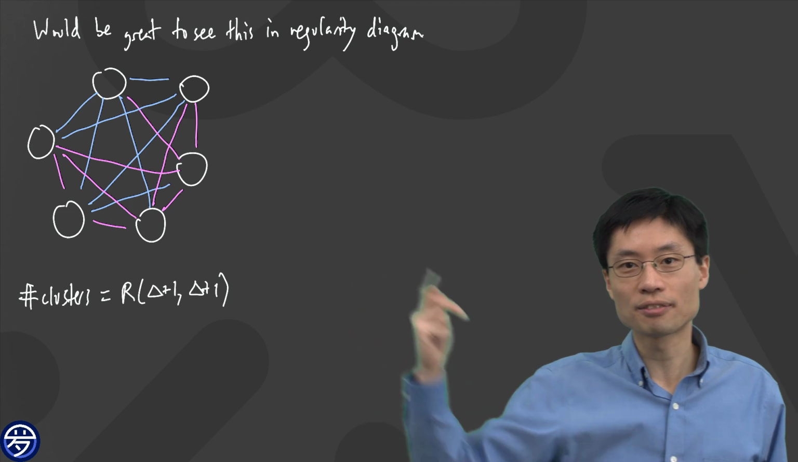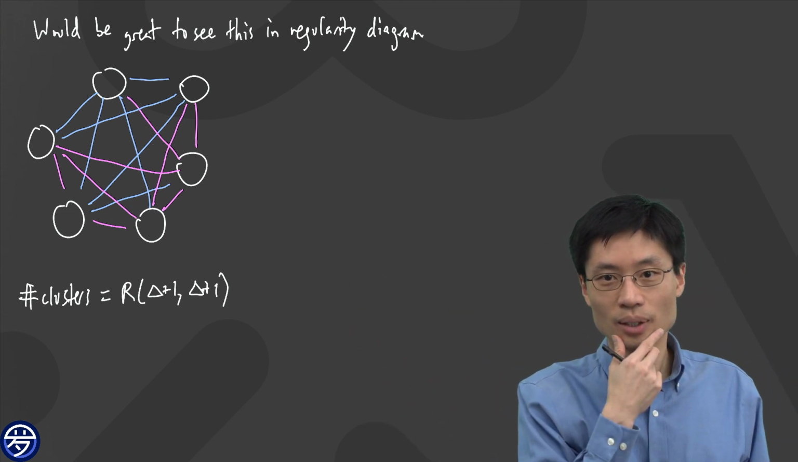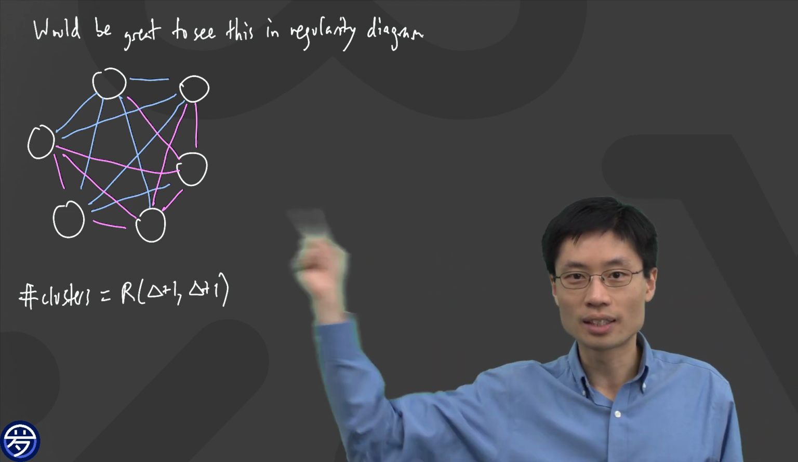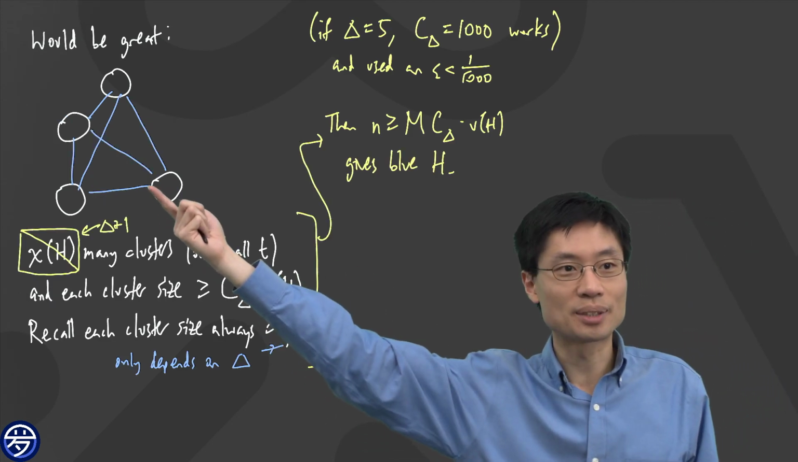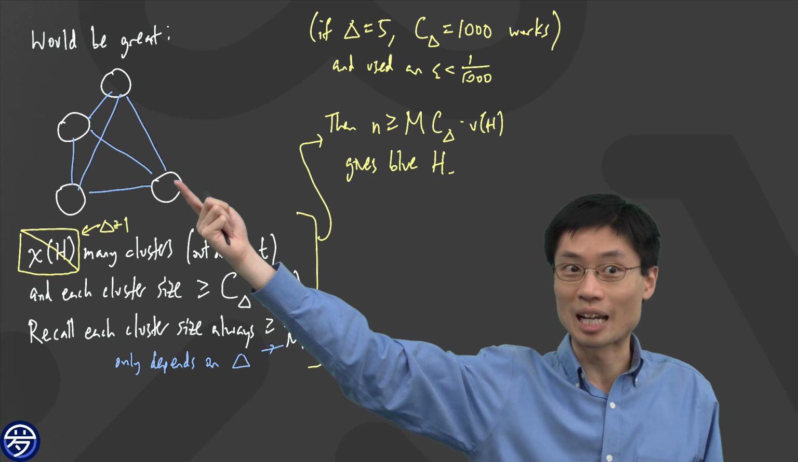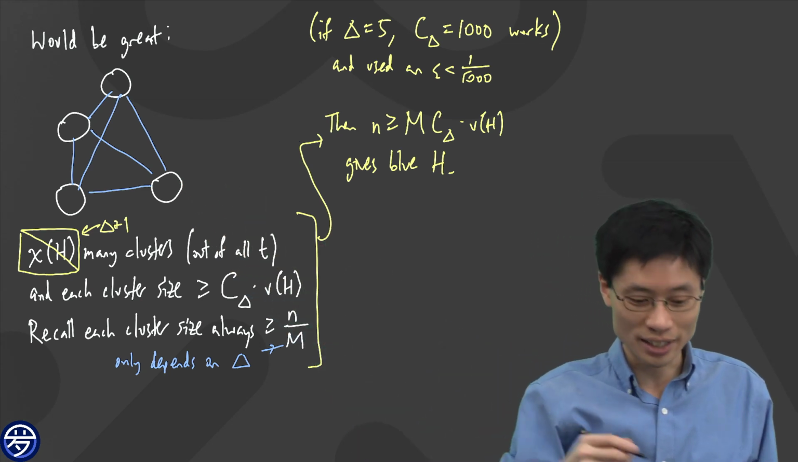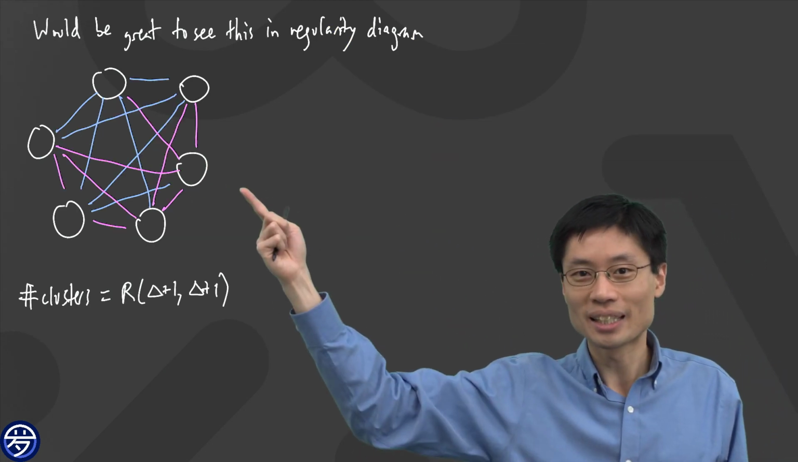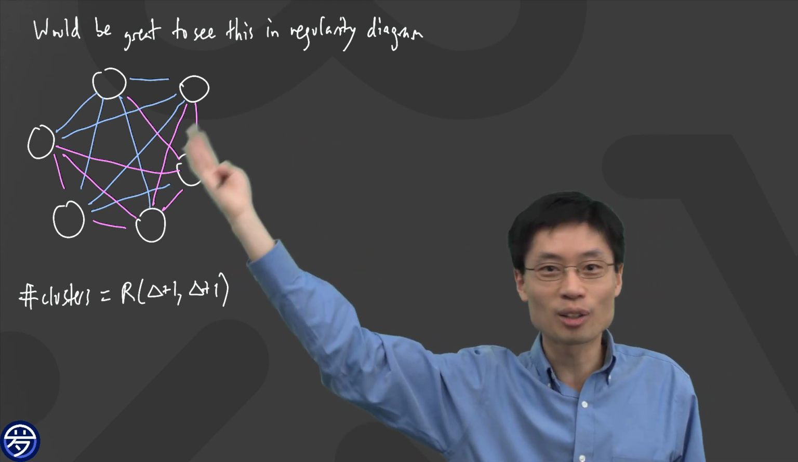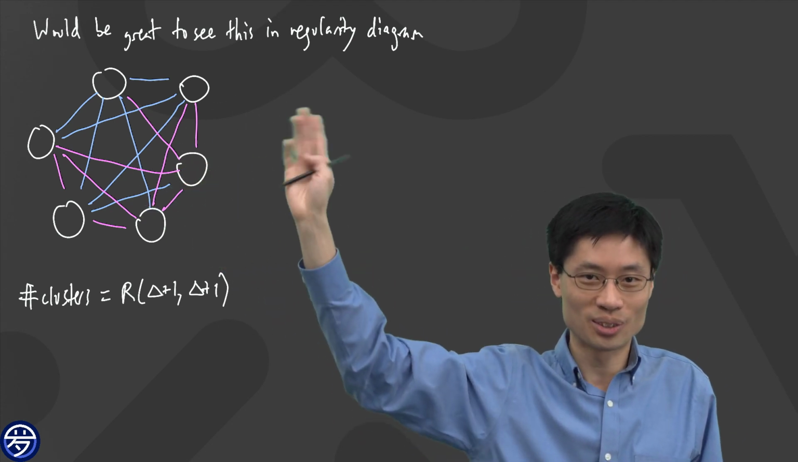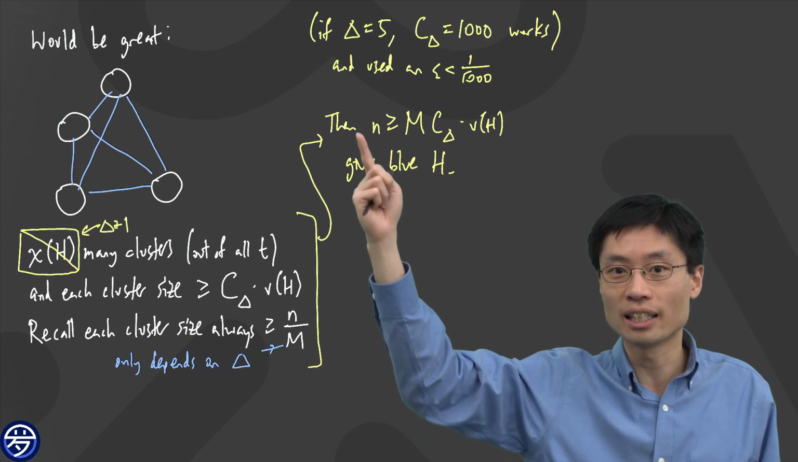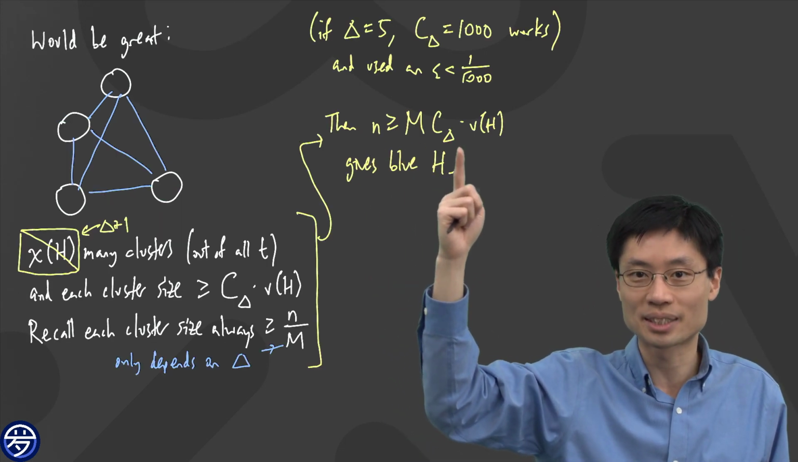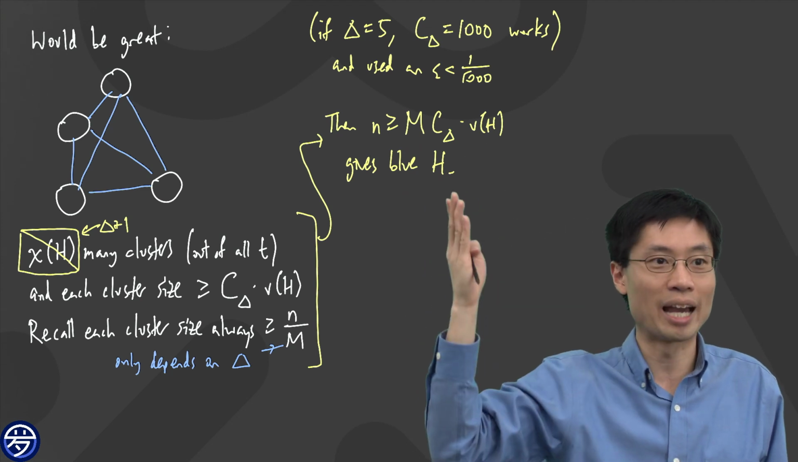Why? Because if I found this thing in the regularity diagram, what does that mean? Let's go back. That's this object. It's going to have this object for sure because of Ramsey, because of what Liam observed. If I just get this many clusters to be all complete, but with 2 different colors, then as long as I have n being bigger than m times C delta times vertices, bam, I've got an H.